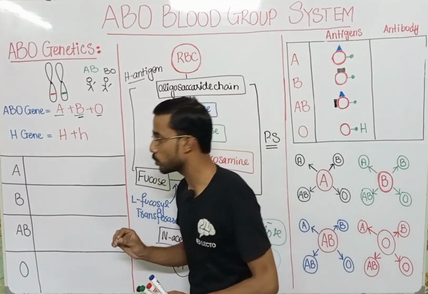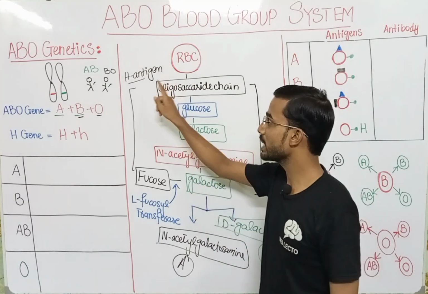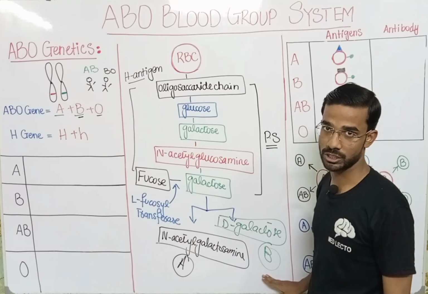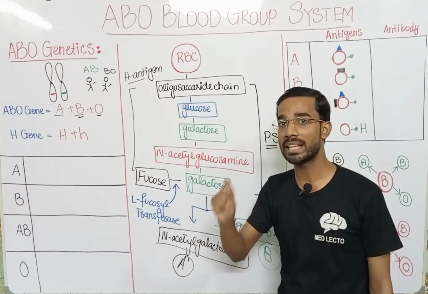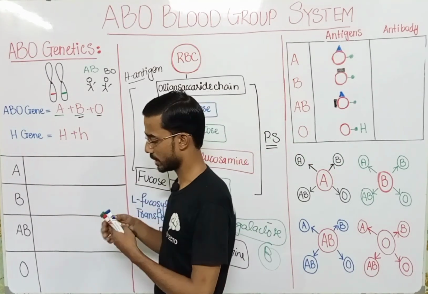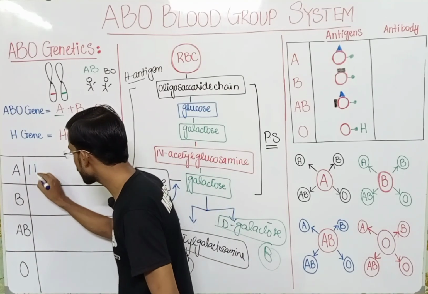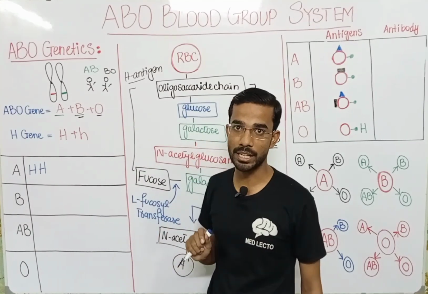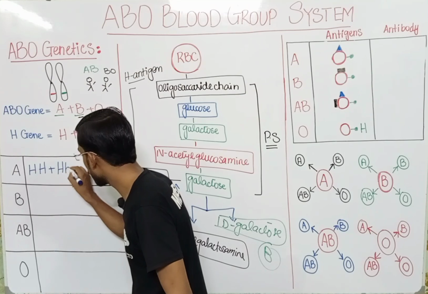In the A blood group, the H antigen is very important. If there is no H antigen, you will never see the A antigen or the B antigen. So the H antigen must be present for the A and B antigens. First, the H antigen: one combination is a pair of capital H, capital H, which will express the H antigen. Another combination is capital H and small h.